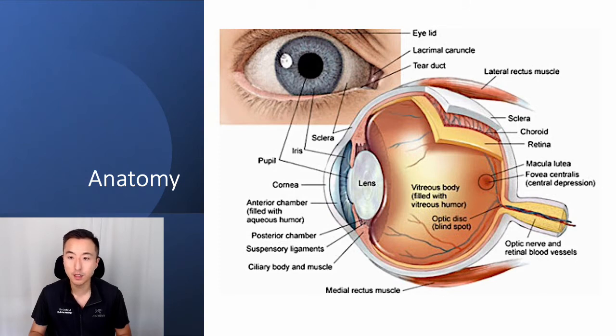And moving to the center of the eye, the first layer that you look through that's also clear in nature is the cornea.